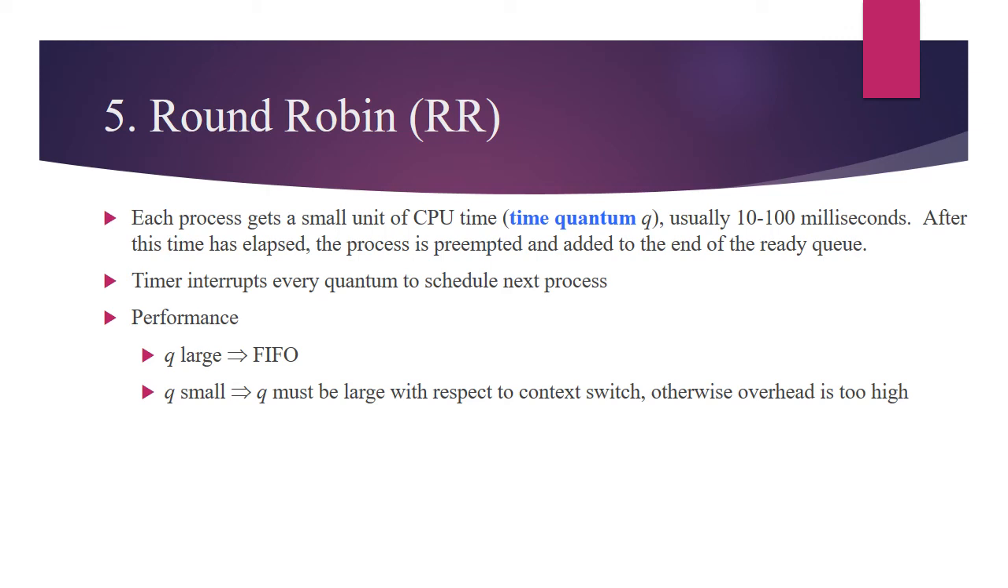It means a process will get the CPU for this time period only, for this time quantum only, and when the time quantum expires, it will be deallocated the CPU, and the next process will execute in the CPU. Okay, there is a timer that will interrupt every quantum to schedule the next process.